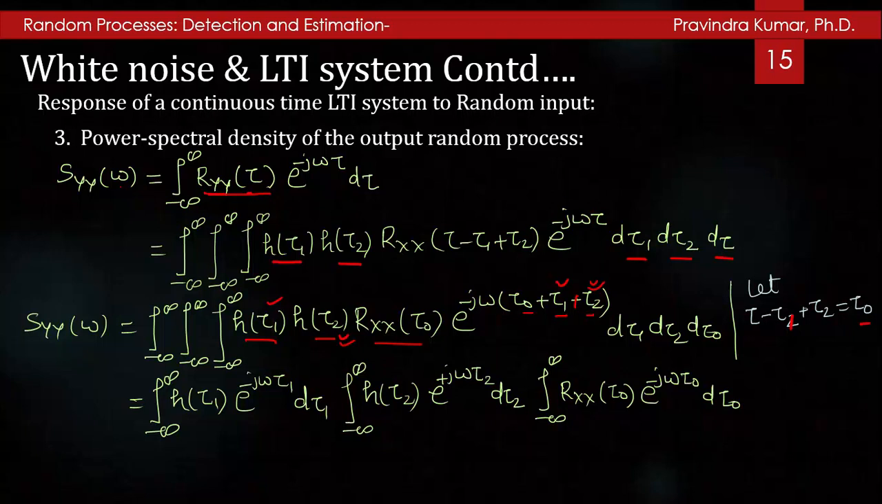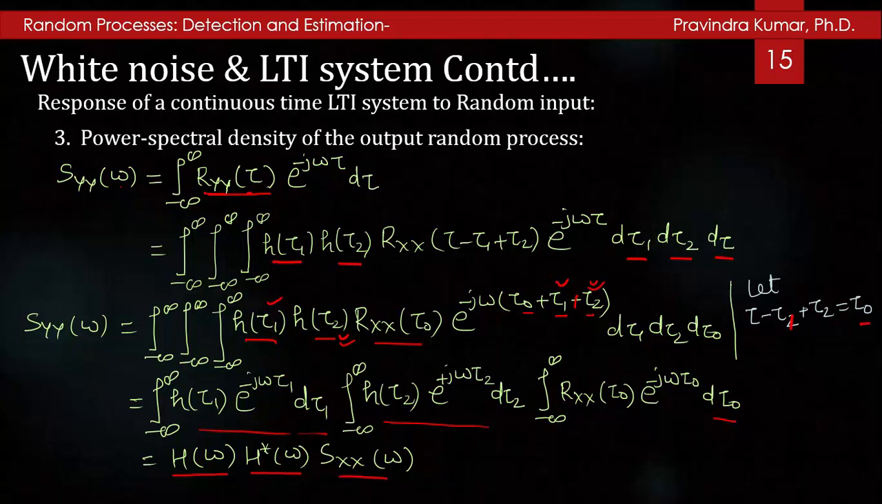So it will be the integration from minus infinity to infinity of h(tau 1) e to the power minus j omega tau 1 d tau 1, and the integration from minus infinity to infinity of h(tau 2) e to the power plus j omega tau 2 d tau 2, multiplied by the integration from minus infinity to infinity of Rxx(tau naught) e to the power minus j omega tau naught d tau naught. So I have separated all these three parts. Here I can write the Fourier transform of this function as H(omega), and this is H conjugate (omega), and this is the power spectral density Sxx(omega), the input power spectral density.